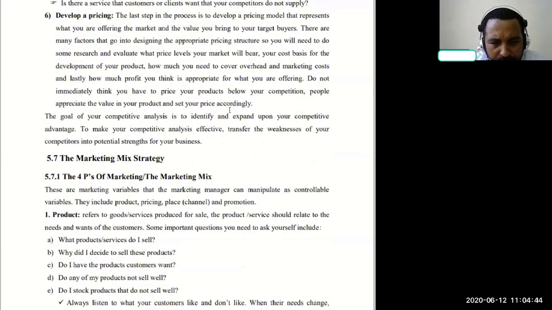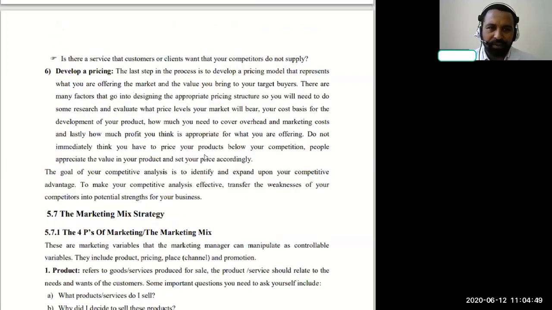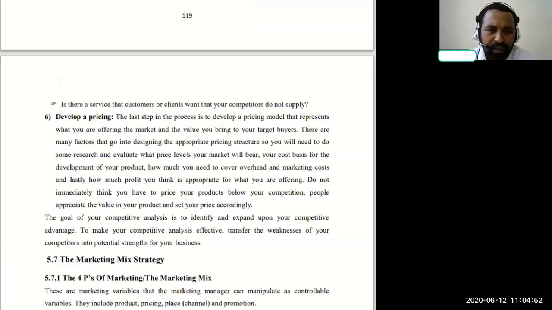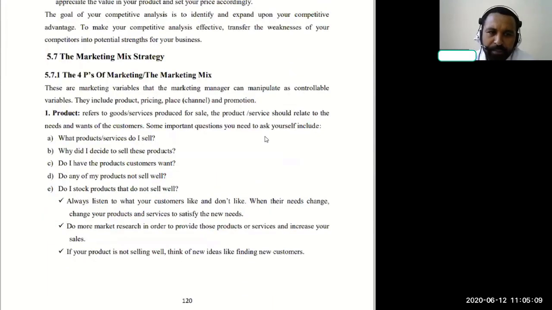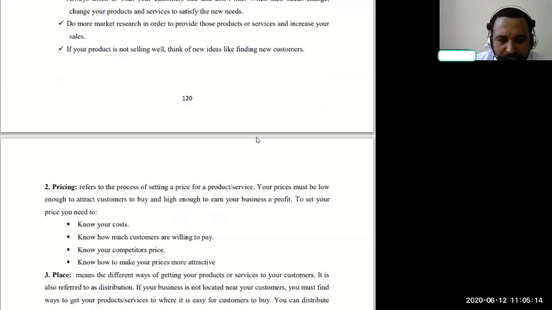Now let's begin with the marketing strategies. This marketing strategy is important to address the customer's need. It is known as the marketing mix, or sometimes marketing 4P. The first P stands for product. The second P is price. The third P is place, or sometimes this is known as distribution or distribution channel. And the last P is promotion.